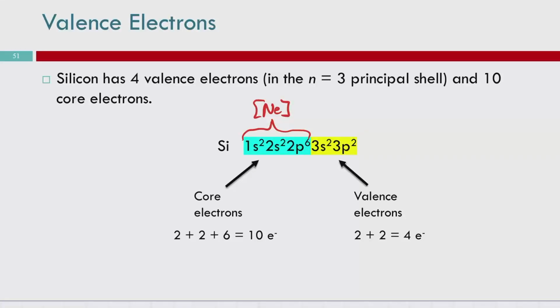So we add up these electrons in our n equals 3. We've got 4 total electrons there. So between our 3s and our 3p, we've got 4 electrons. And those are our valence electrons.